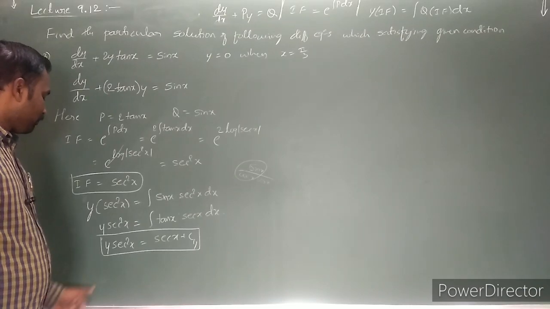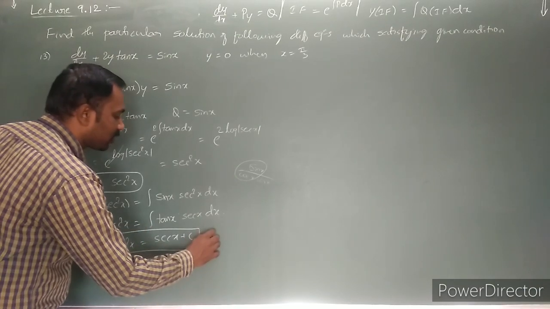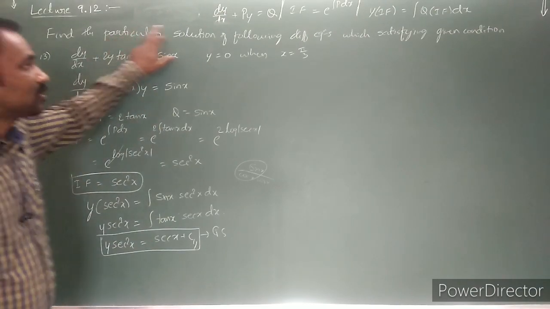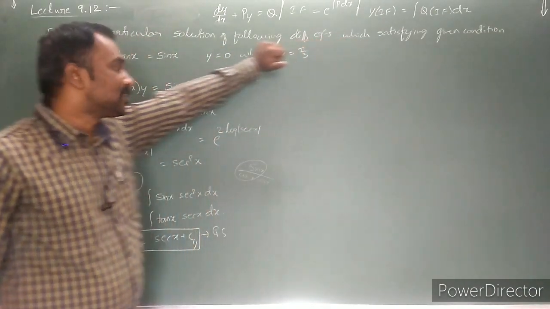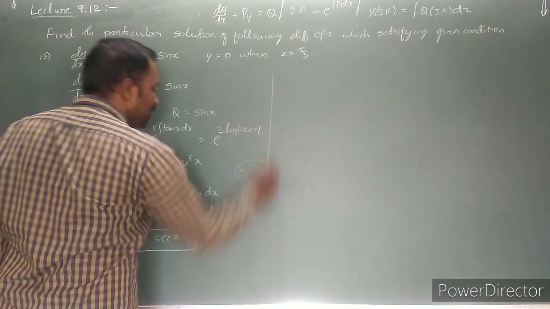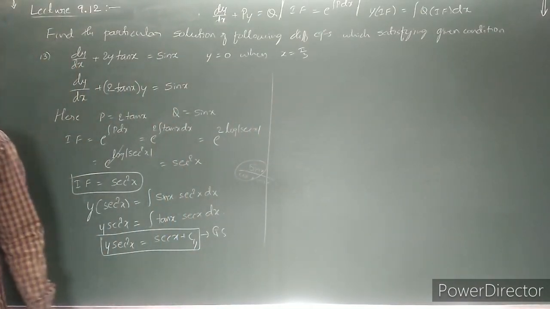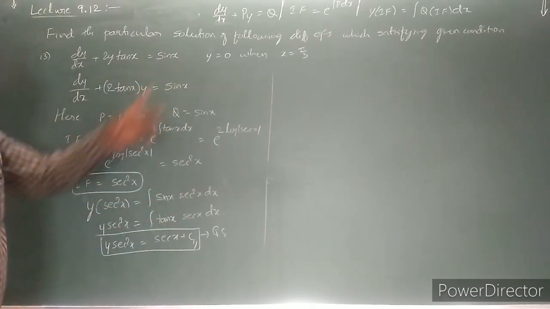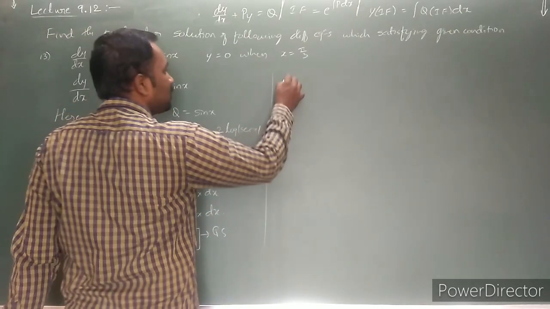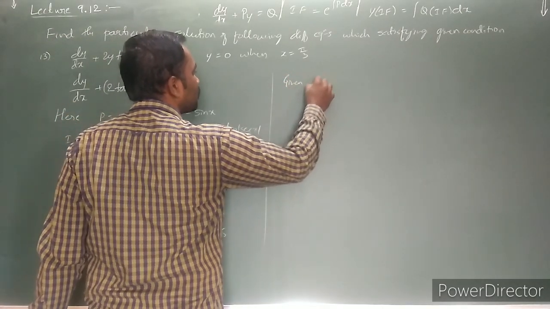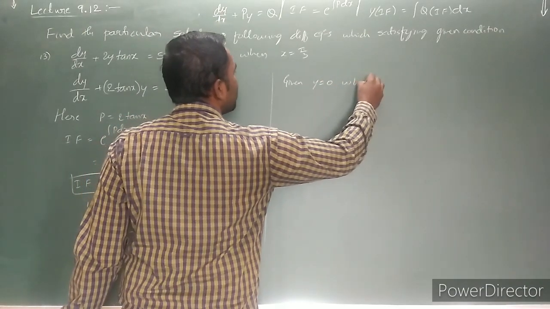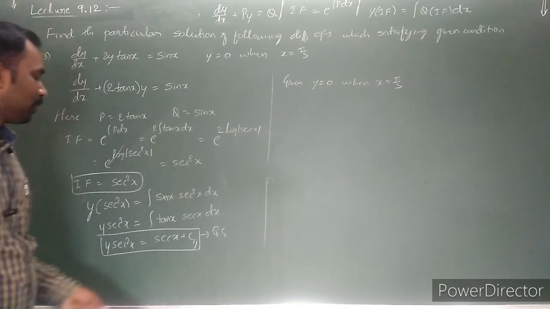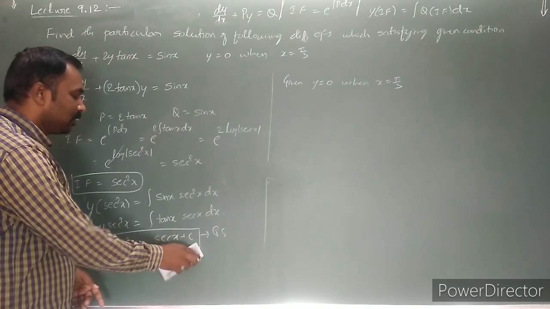Okay. Now this is the general solution, but we need to find the particular solution, which satisfies the given condition. What is the given condition here? Given that y is equal to 0 when x is equal to pi by 3. The arbitrary constant c value we are required to find.